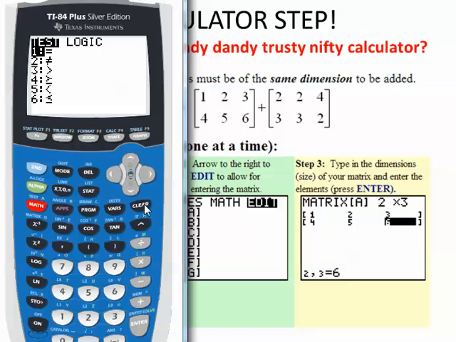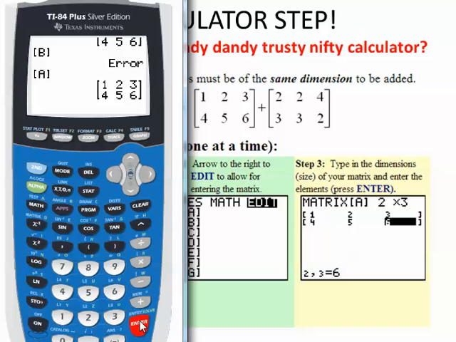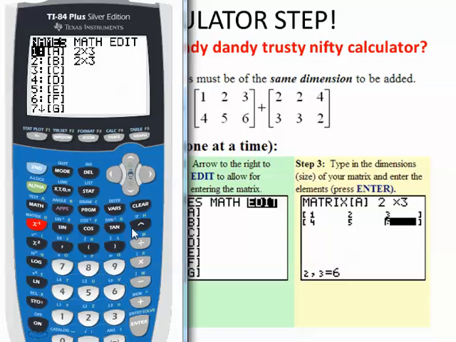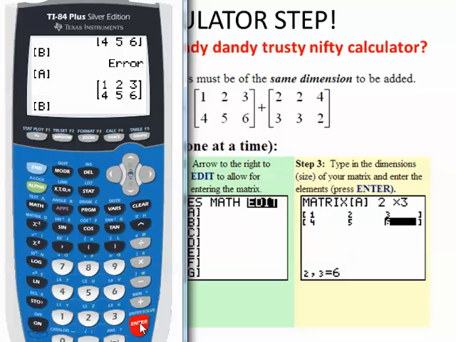Oop, not math. Stop that. Second matrix A, and I'm going to hit enter just to make certain I've got it in there. Second matrix, I'm going to go down to B and make certain I've got it in there. And so it's a 2, 2, 4, 3, 3, 2. Yes. So I'm going to add those two together.